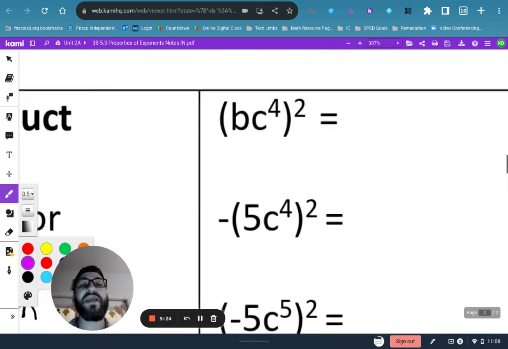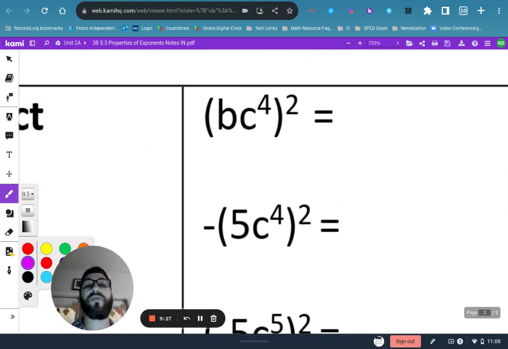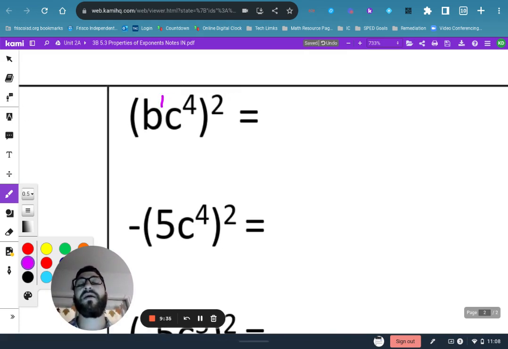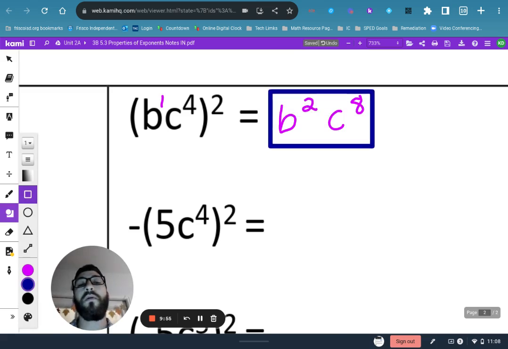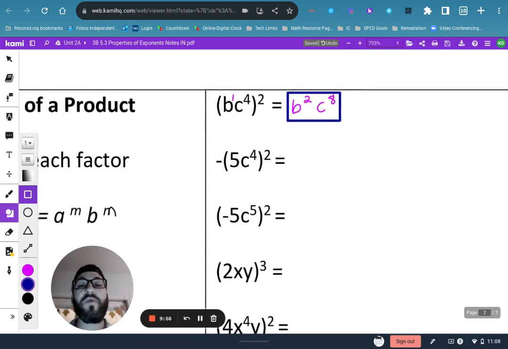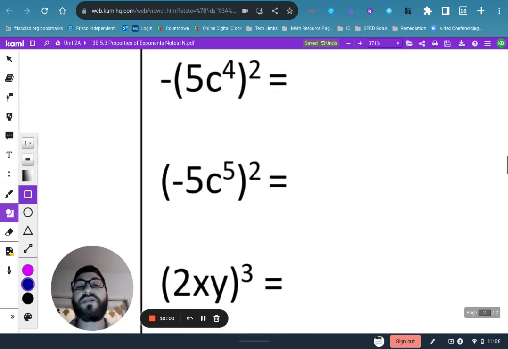So if I have b times c to the 4th, parentheses squared, I'm going to go ahead and add my 1 onto my b. So everything on the inside has that power to a power relationship that I'm going to multiply. So b to the 1st to the 2nd, that's going to be 1 times 2, so b to the 2nd. And c to the 4th to the 2nd, that's going to be 4 times 2, so c to the 8th. So really relatively straightforward, just like that. Let's do another one just to make sure we're on the same page.